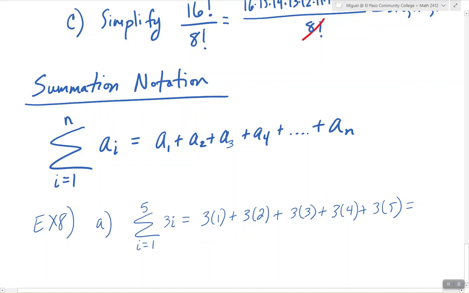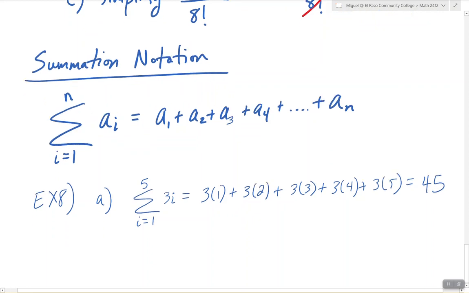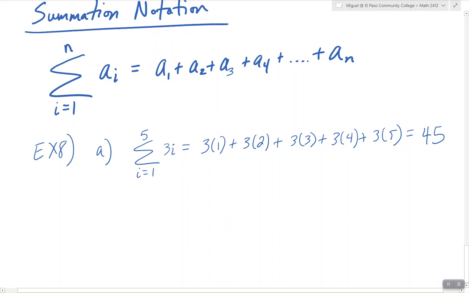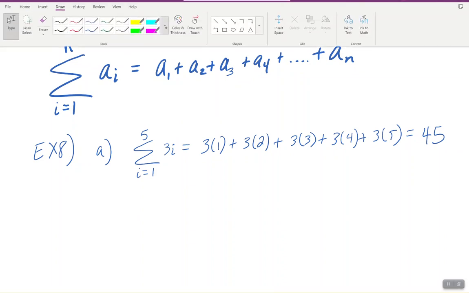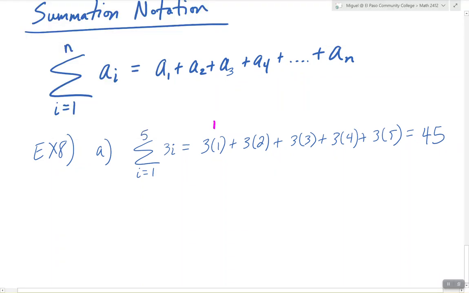And then we just calculate it out. So we have 3 plus 6 plus 9 plus 12 plus 15. This should give us 45 when you add it all up. So notice how this had 5 terms in it, because the index went from 1 to 5. So we have 1 term for each index value.